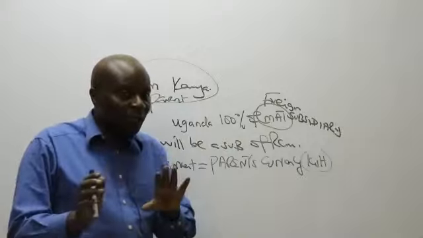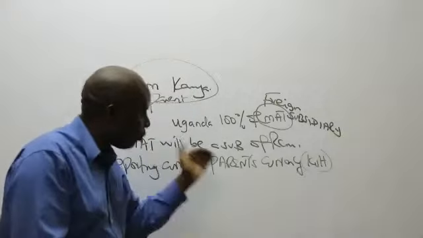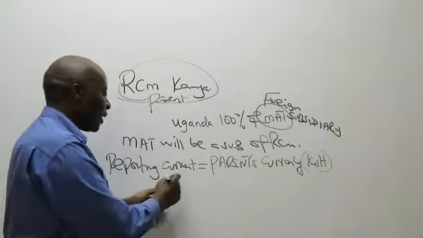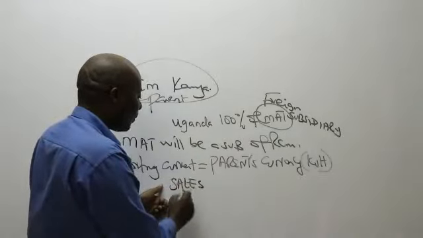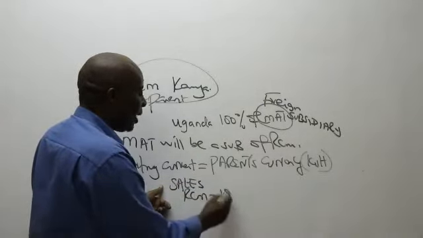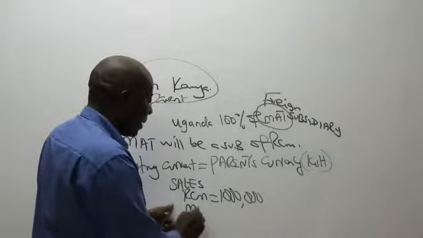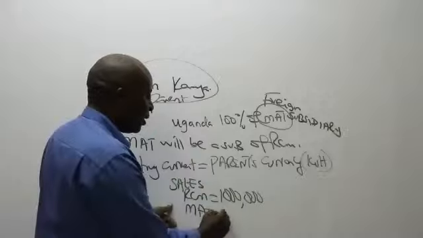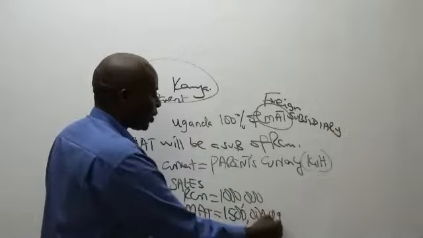Although I don't want to go into that, the most important thing is for us to appreciate that in group consolidation, we shall be taking the figure of the parent. So for example, if sales of RCM is 1 million, and then we have sales of MAT in Uganda is 1.5 million. These are Uganda shillings.